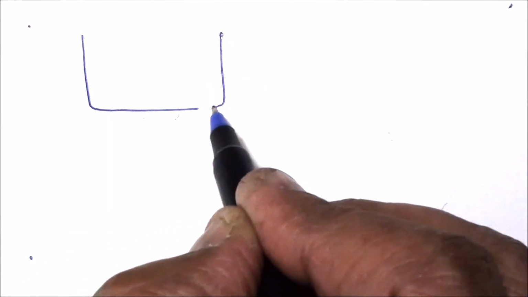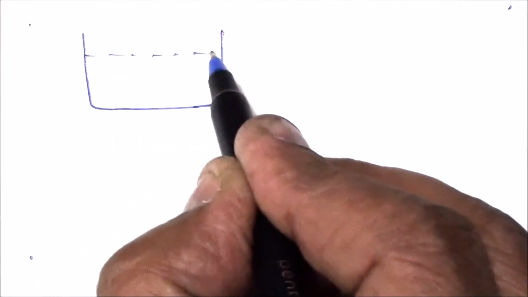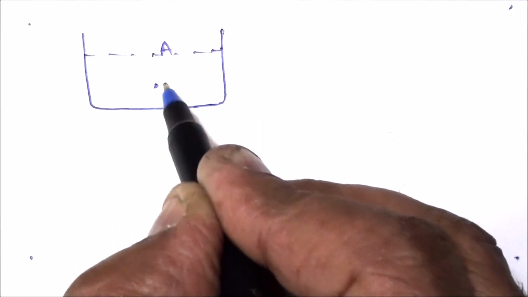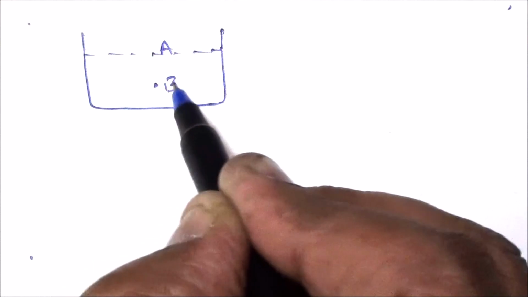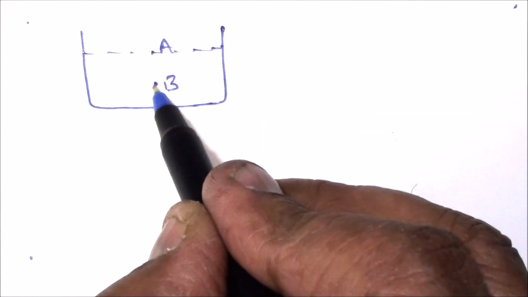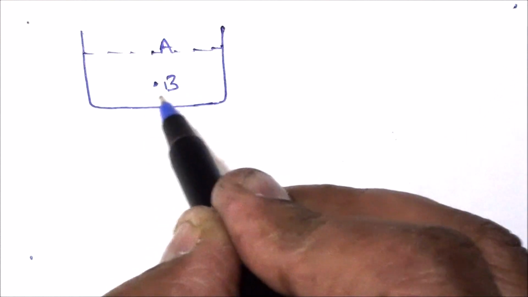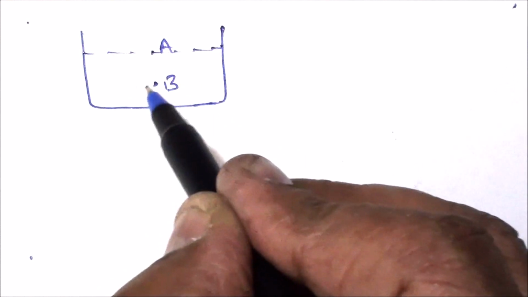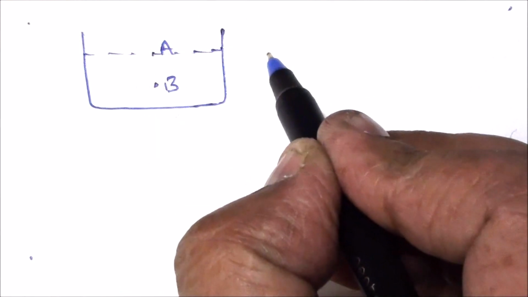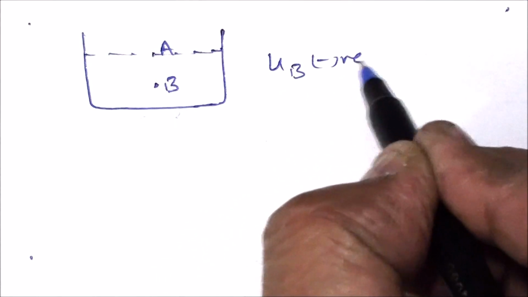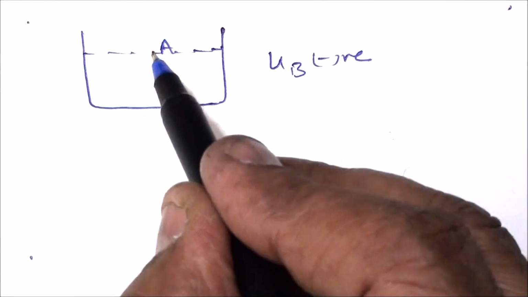Let me consider a liquid in a container and observe two molecules, one on the top of the surface and one which is well inside the liquid. This liquid molecule is surrounded by other liquid molecules from all sides, and due to the attractive forces of all other molecules, the potential energy will be negative. We know attractive forces mean negative potential energy.